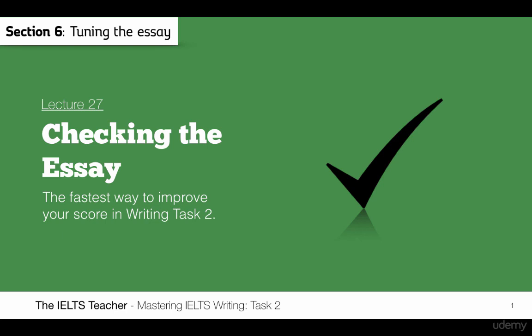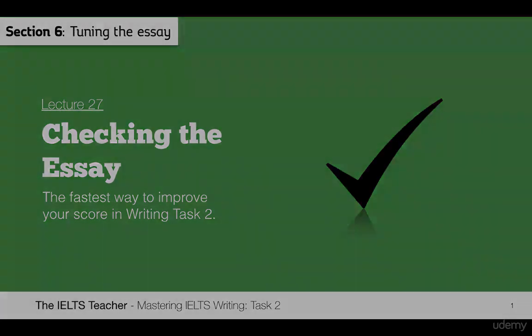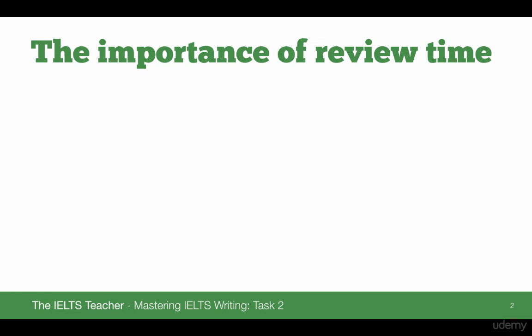So I often say that this is the fastest way to improve your score in task 2, because these mistakes can often be very quickly fixed and they can make a massive difference to the quality of your writing. So the importance of review time we'll look at first.